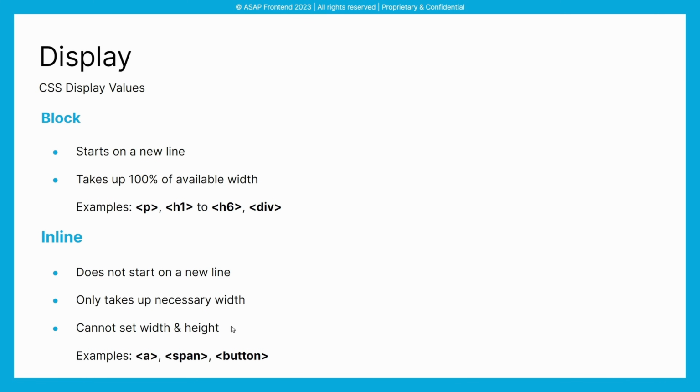And what you also need to know is that when an element has a display of inline, we cannot set the width and height of that element. And some examples of elements that have a display inline by default are anchor elements, span elements, and buttons. Now let's jump back into our code to see how these actually work.